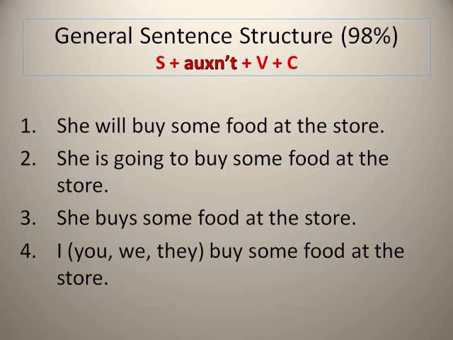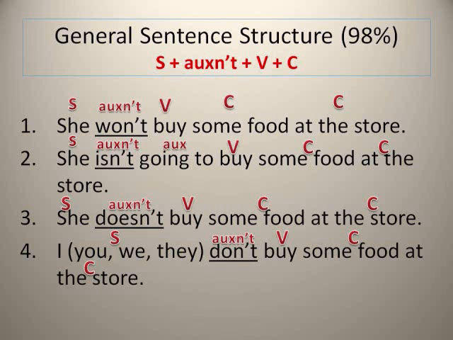Alright, in the next part, we want to make the negative. In the negative, we take the auxiliary and just make it negative. It's very simple. So, she will buy changes to she won't buy. She is going to buy, she isn't going to buy. In the present, when there is no visible auxiliary in the affirmative sentence, in the negative we need to use the auxiliary does. She doesn't buy. And again, notice the does absorbs or takes the S. I, you, we, they don't buy.